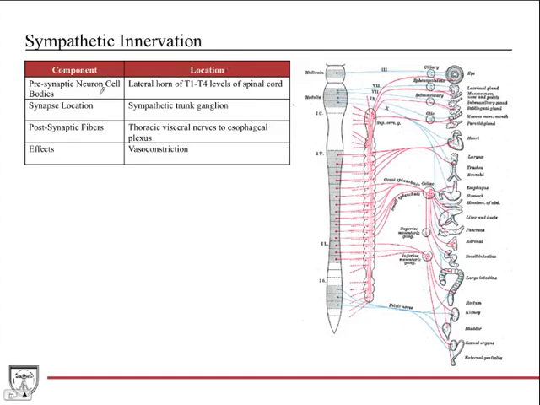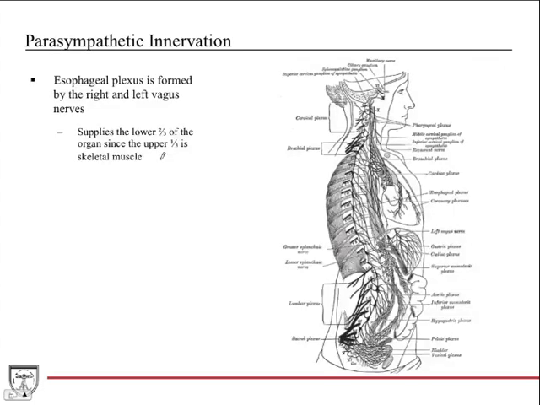So the presynaptic neuron cell body is just like the heart and the lungs, T1 through T4, lateral horn, right here. Synapse in the sympathetic trunk ganglion, so in here. Here's your esophagus, just above your stomach. The postsynaptic fibers are going to be these thoracic visceral nerves, the esophageal plexus, just like how there were visceral nerves to the lungs. The effect is vasoconstriction. The sympathetic innervation isn't too significant in its actual effects on the esophagus. It just will decrease blood flow. That's really all that's important to remember about that.